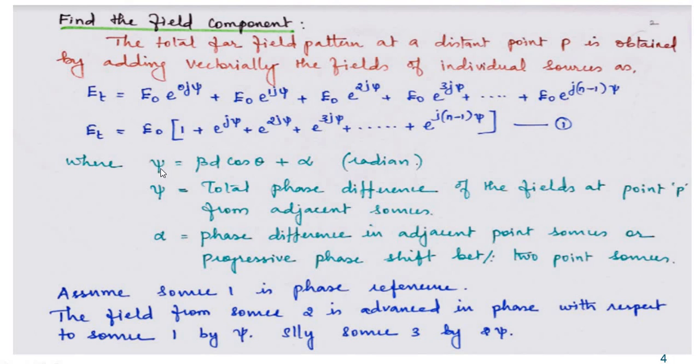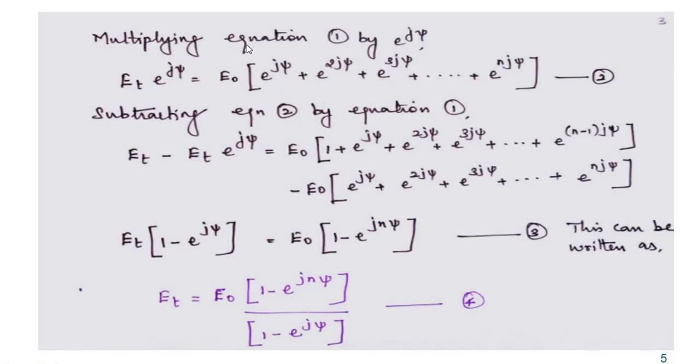Here psi is the total phase angle at the distant point, equal to beta d cos theta plus alpha, where alpha is the progressive phase shift between the elements. That is, how we are feeding the current component, whether there is any phase difference between the elements or no phase difference. That's all about alpha. So alpha is the progressive phase shift between the elements. Next, e power j psi is the phase difference with respect to antenna 1, because antenna 1 is the reference element.